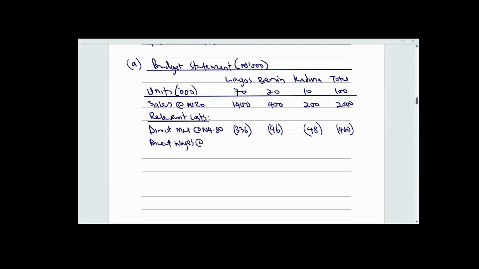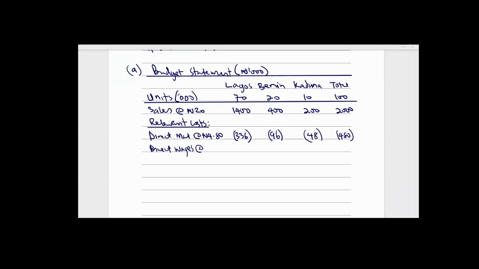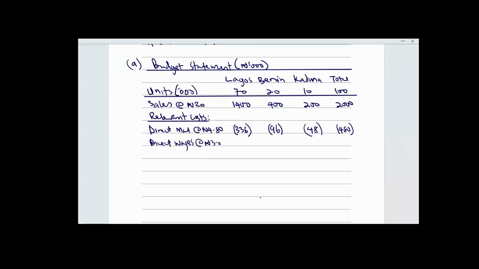How much is direct wages per unit? That's the 3 naira per unit. So 3 multiplied by 70 will give us 210. 3 multiplied by 20 will give us 60. 3 multiplied by 10 will give us 30. 3 multiplied by 100 will give us 300. So we are done with direct wages.